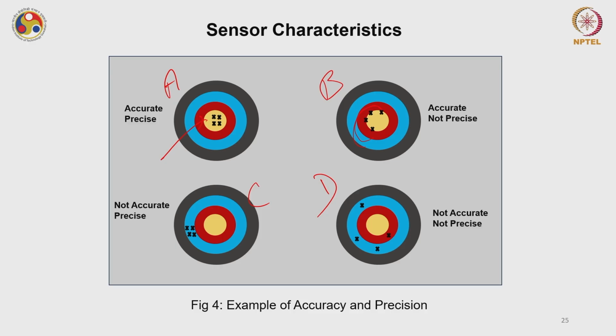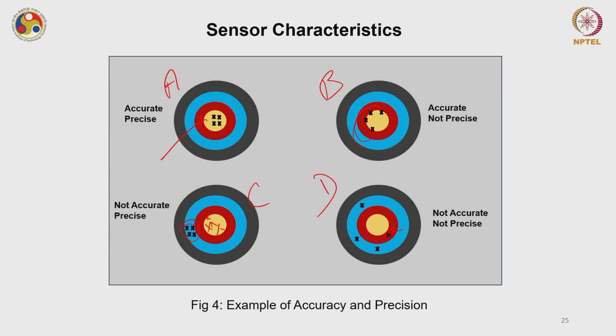Let's see person C. This person is continuously hitting the blue area, which means he is very precise. But he is not accurate. He would have been accurate if all these 4 hits were in this area. So person C is very precise but not accurate. Now see person D's case. This person is hitting once at this red area, thrice at the blue area, which means he is neither accurate nor precise.